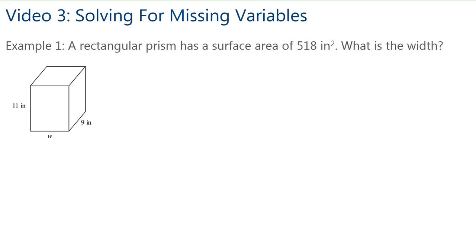So example 1. A rectangular prism has a surface area of 518 square inches. What is the width? So looking at the diagram, I can call this side L and this side H. So now let me plug in my values into the formula for surface area of a rectangular prism.